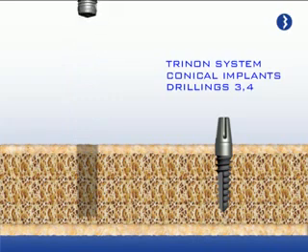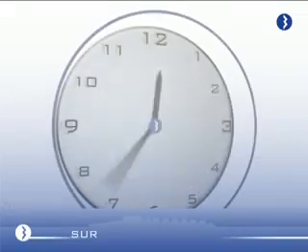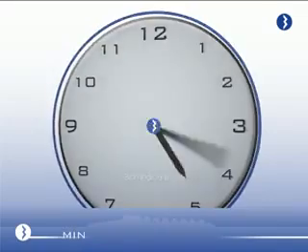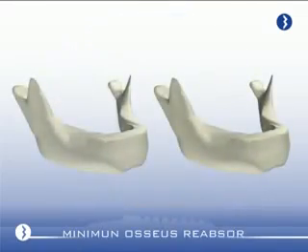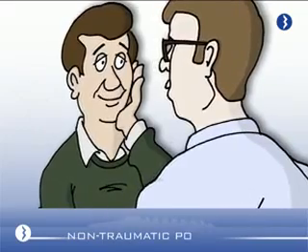The drills of the Trinon system are conical, and their diameter coincides with the base of the implant. The Trinon Q-implant system, faithful to its initial simplicity, has a reduced number of drills that we can visualize here.